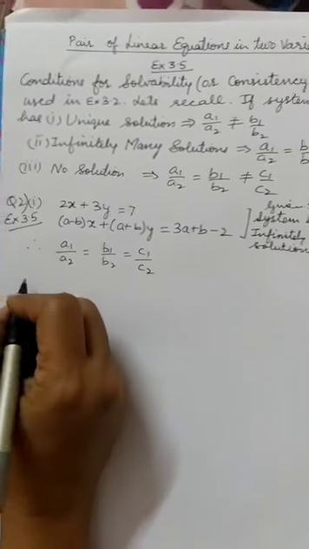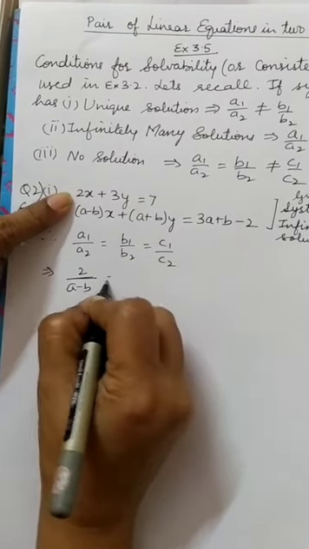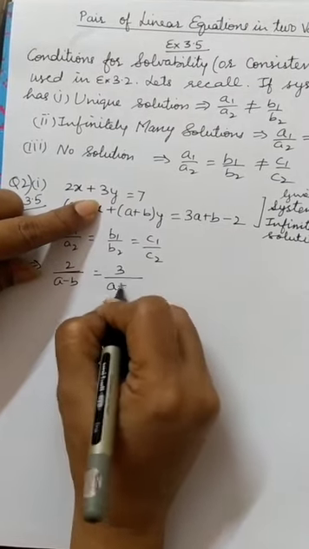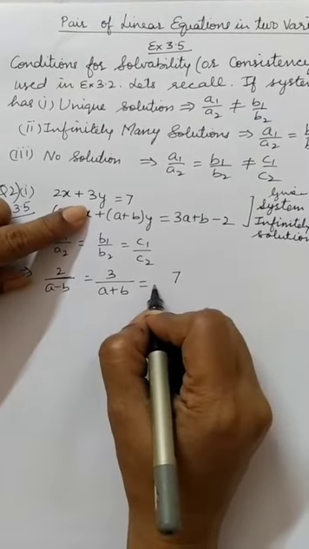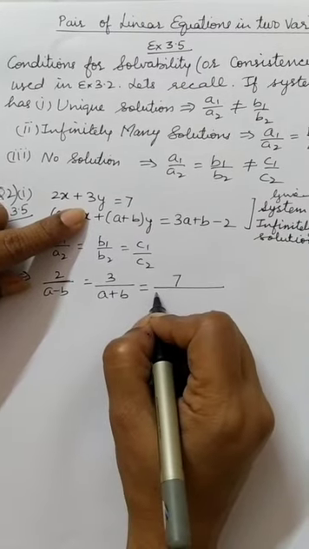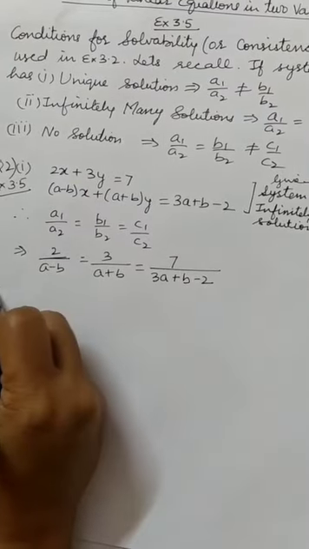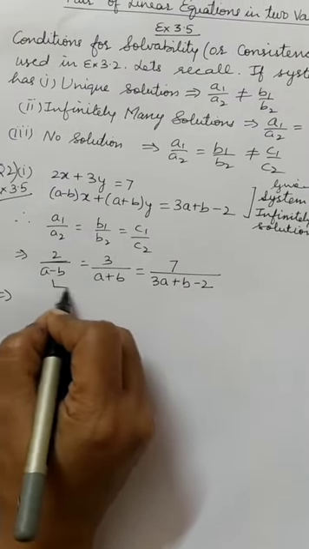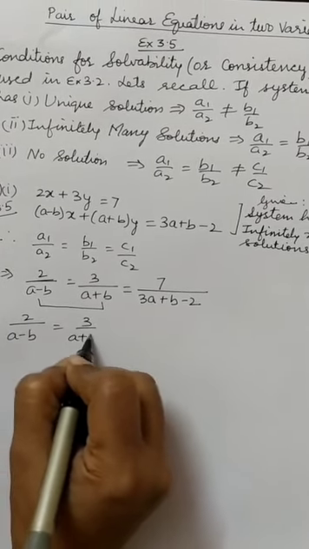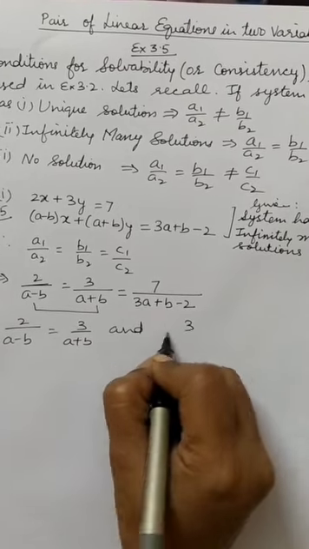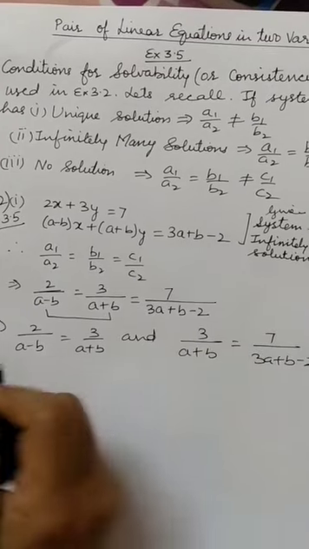Let us put the values, which gives us 2 upon a minus b is equal to 3 upon a plus b is equal to the constant terms of both equations on the RHS. So we can write it as 7 upon 3a plus b minus 2. Or we can write, first we equate these two: 2 upon a minus b is 3 upon a plus b, and 3 upon a plus b is equal to 7 upon 3a plus b minus 2.